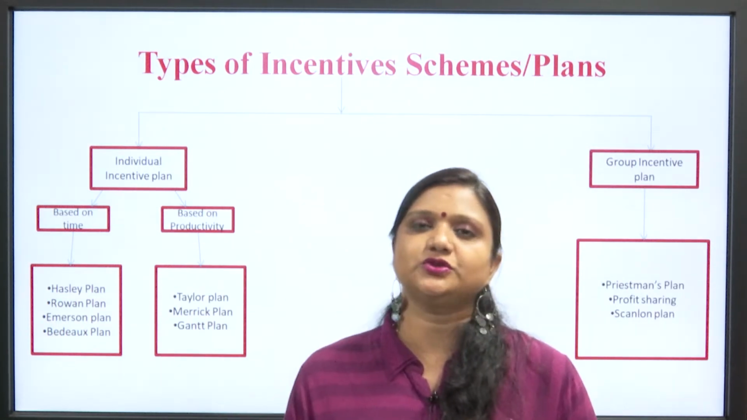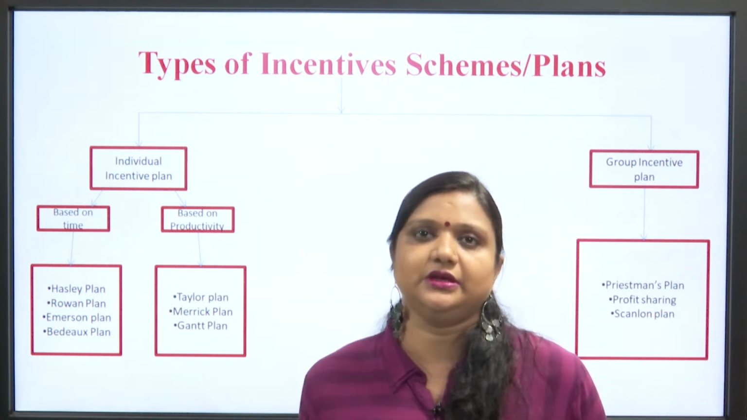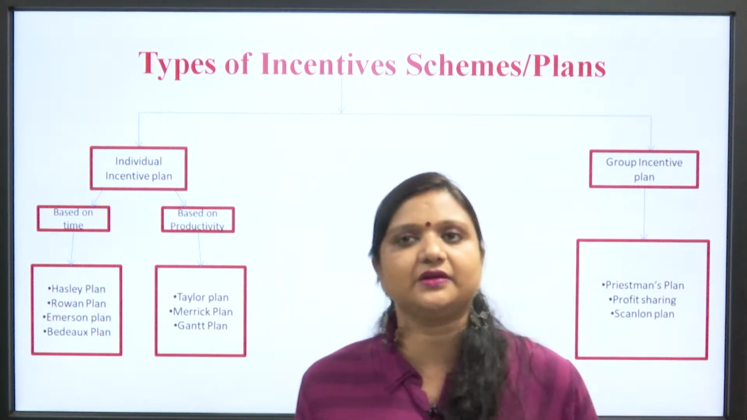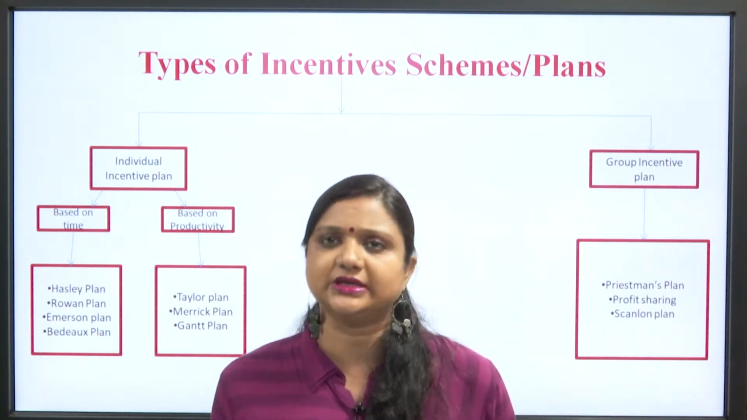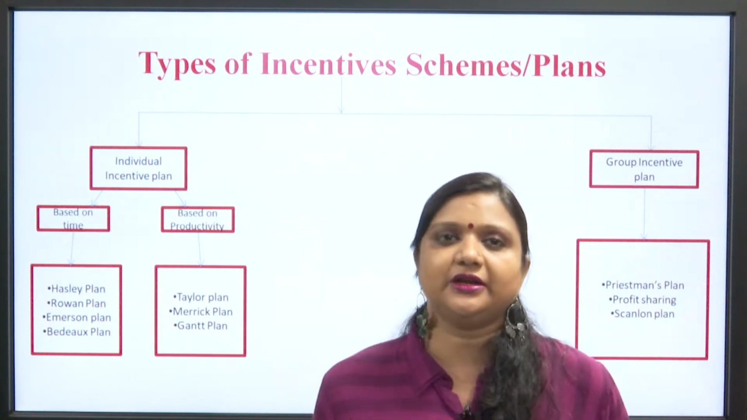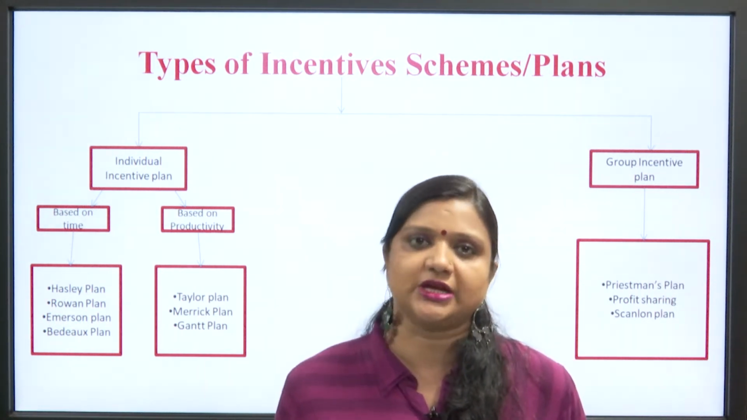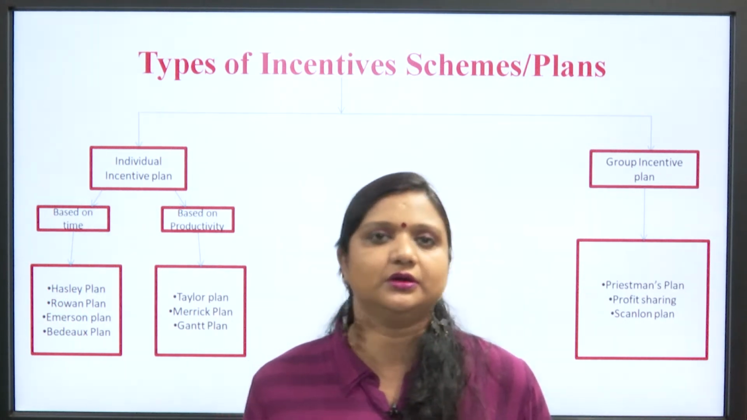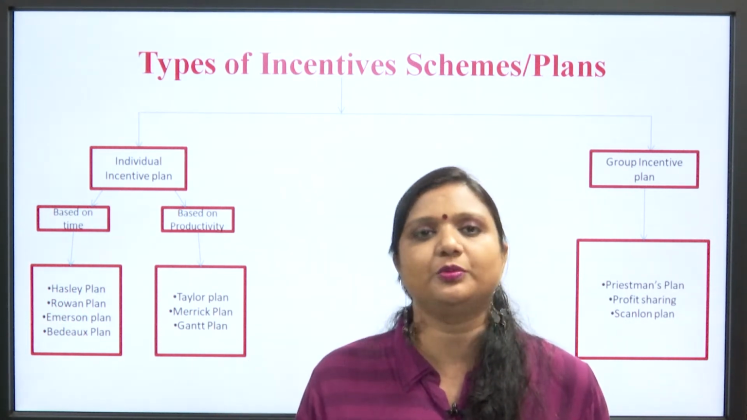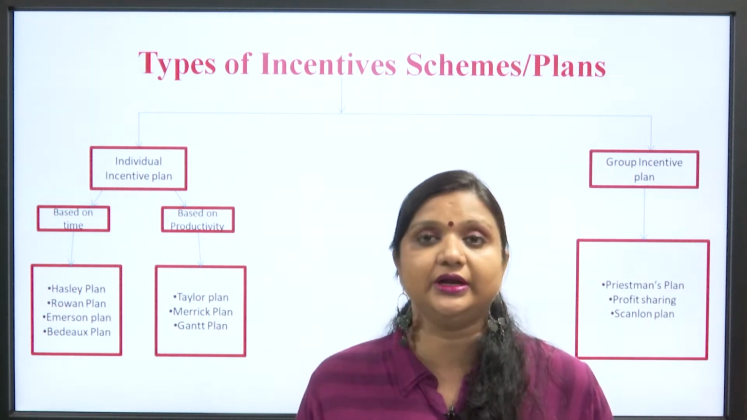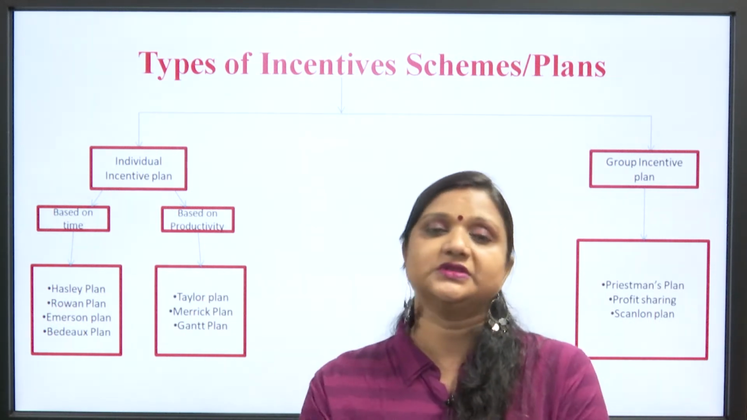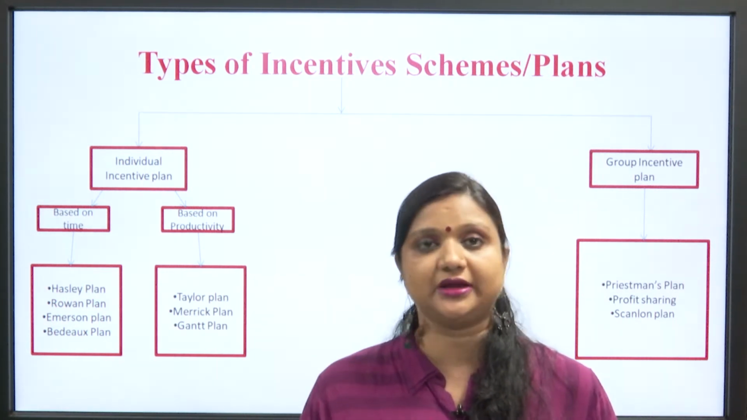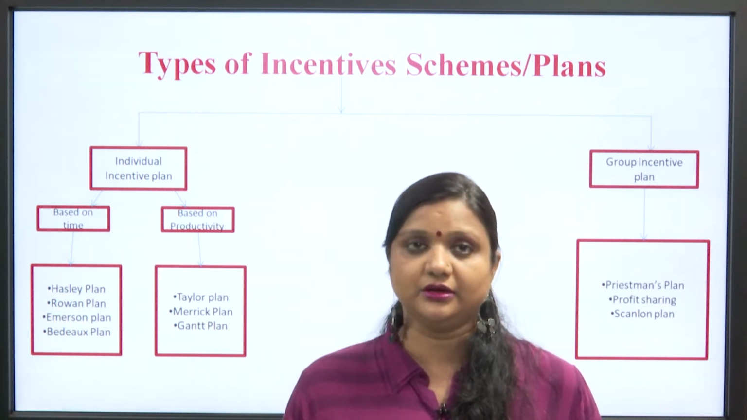So, the next question, based on types of incentive schemes, these incentive schemes are divided in two. The first one is the individual incentive plan, and the second one is the group incentive plan, or schemes. The individual incentive plan is also of two types, based on time and based on productivity. Based on time, the prime factor is time, meaning if the individual has achieved the given targets within the time frame, obviously that individual is eligible to get the incentive.